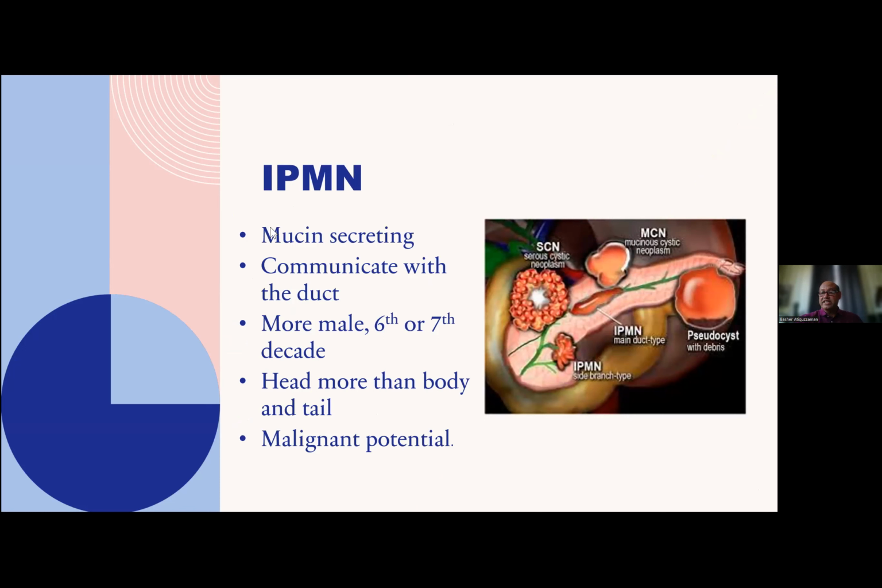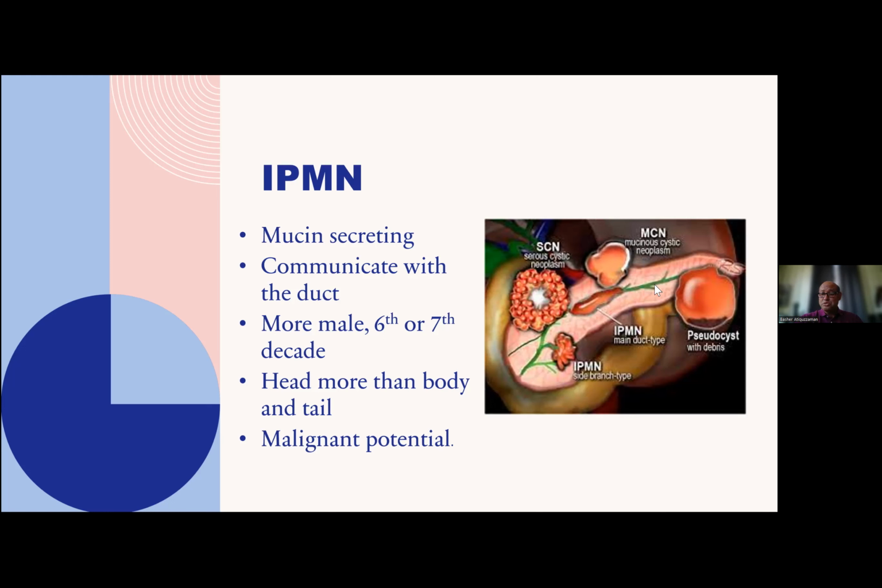This diagram is very nice. This is a typical IPMN, mostly in the head of the pancreas, a cyst which is always connected to the pancreatic duct, and much less in the body or the tail, and it does have malignant potential. That's why it is so important to follow up the IPMN. The other variety is a serous cyst, with a central scarring. IPMN also happens in the body of the pancreas, in the main pancreatic duct, the main duct type, which is not that good. We'll talk about that.